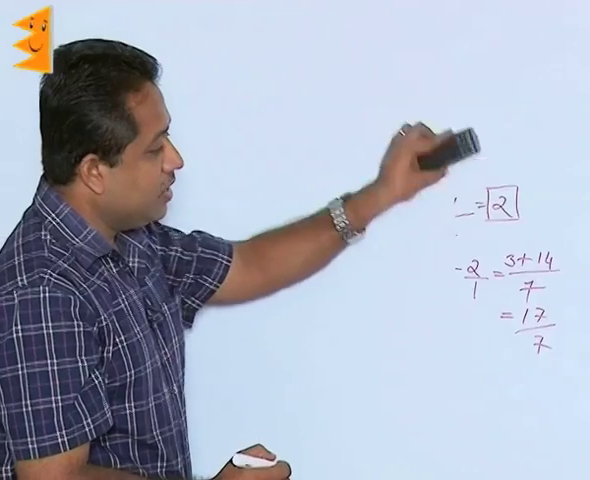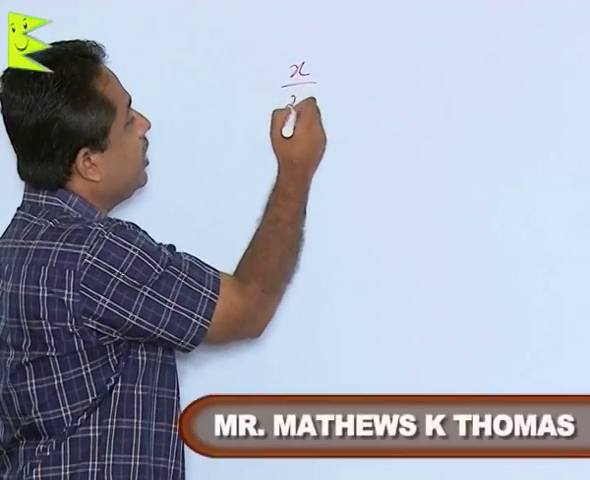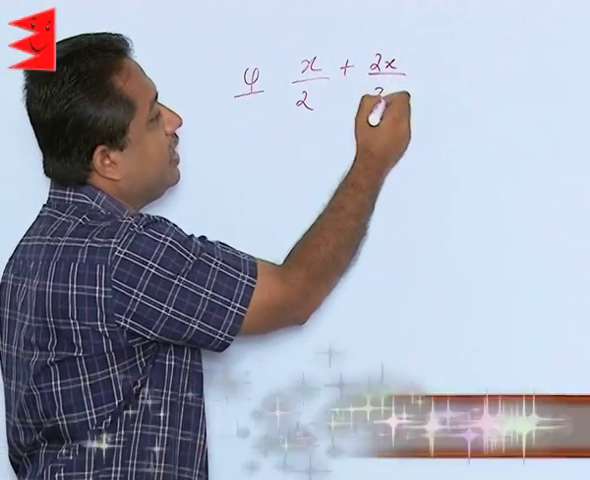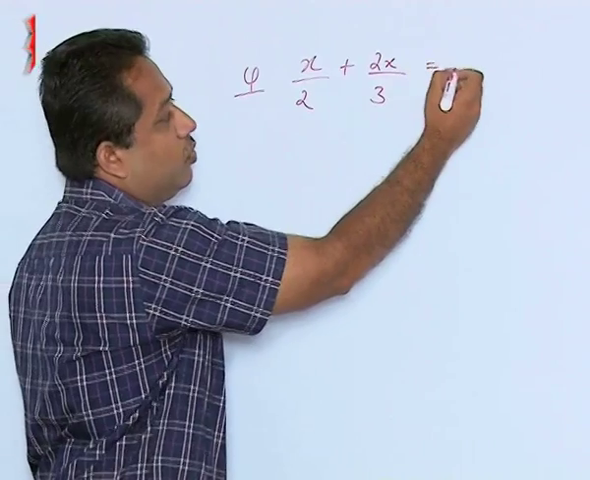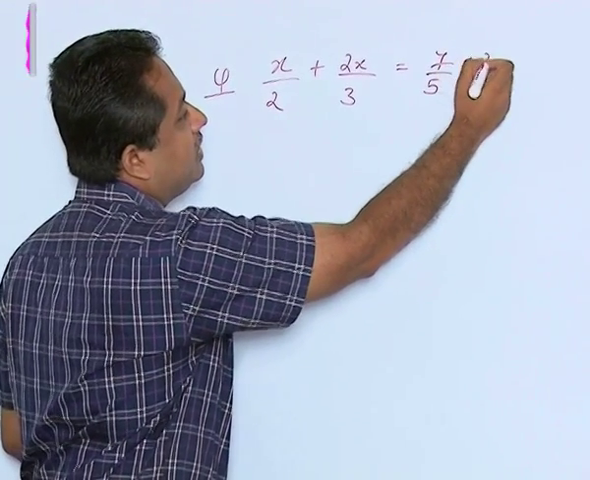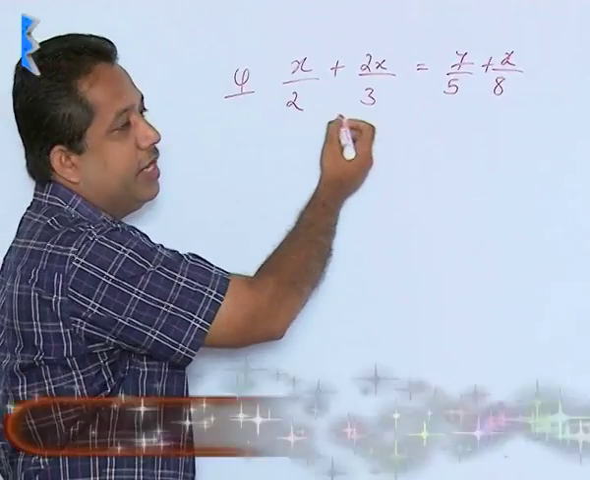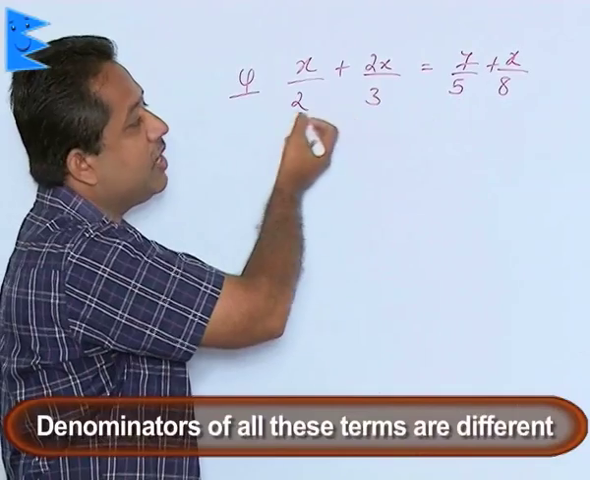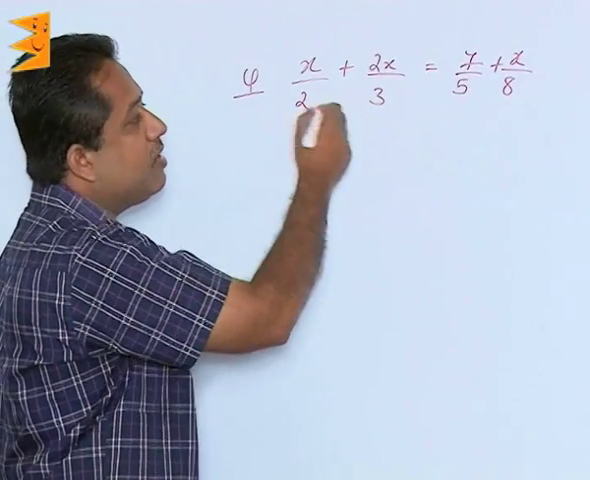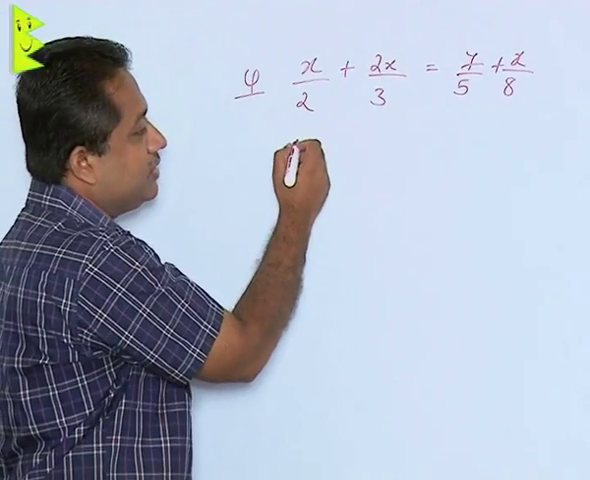Let us consider a question in which the first term is x by 2, the second term is 2x by 3, is equal to 7 upon 5 plus x upon 8. Now, here we find that the denominators of all these terms are different. If the denominators are different, then we cannot directly add the numerators. The first procedure, however, remains the same.